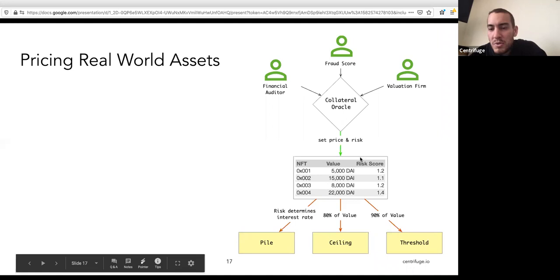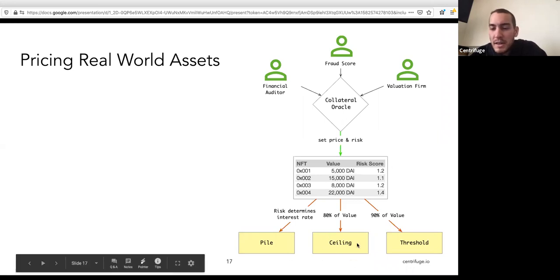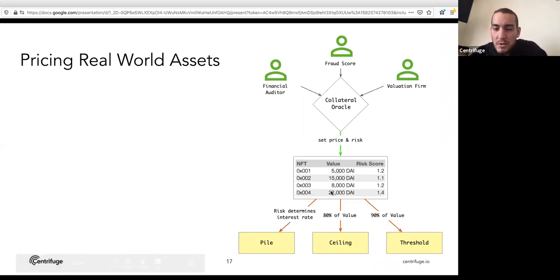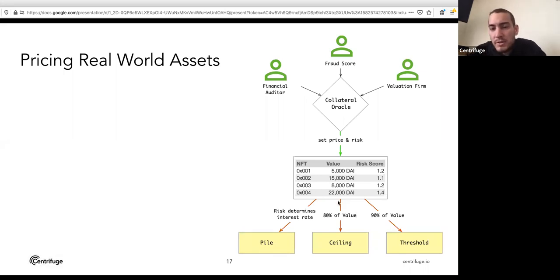The pile can determine the interest rate, whether that particular invoice should have a 7% interest rate or an 11% interest rate. The ceiling, for example, could be configured to say borrowers are generally allowed to borrow up to 80% of the face value of the asset. So for each NFT, it would just take 80% of the reported value. And for the threshold, we'd say, if the debt surpasses 90% of the value, then we immediately liquidate that, and we try to sell off this collateral to keepers.